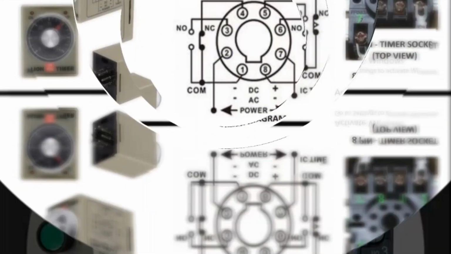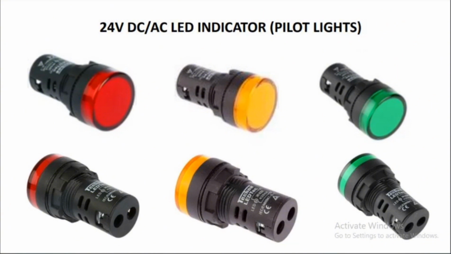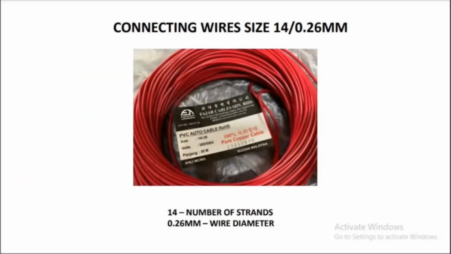Number 3 is push button. This is to press allow or block electricity to flow. Indicator light 24 volt give a signal by lighting up if electricity pass through it. Number 4 is connecting wires size 40. The cables facilitate the transmission of electrical power or signal from one point to another.